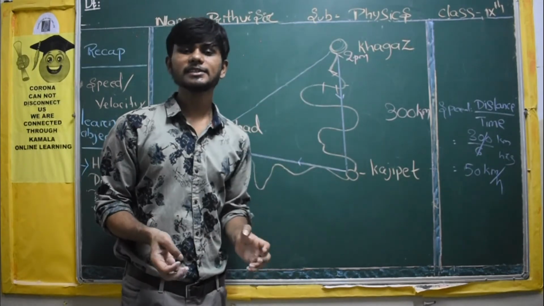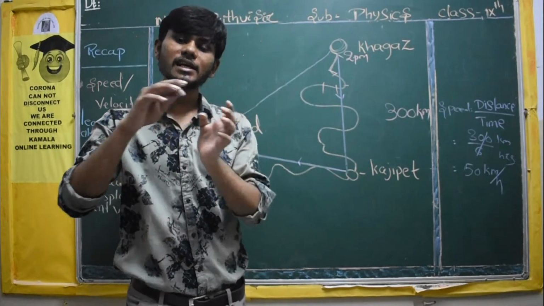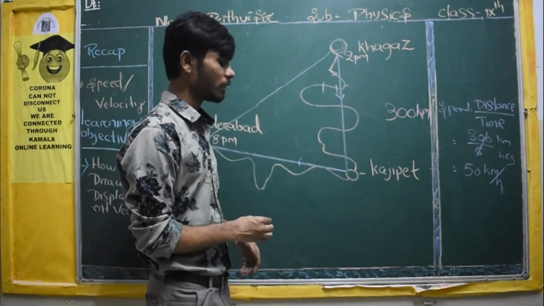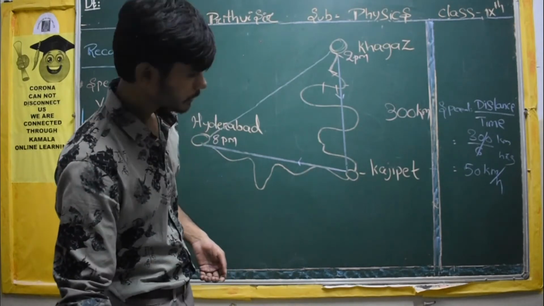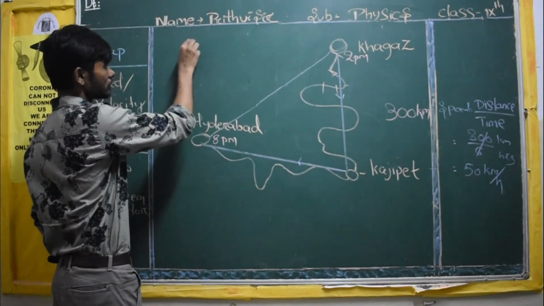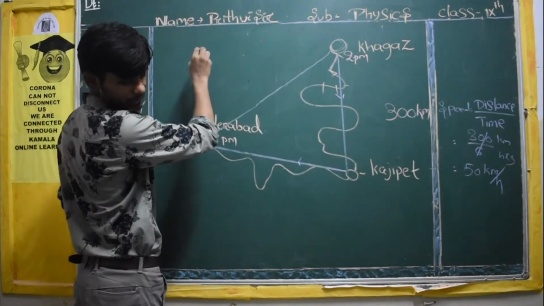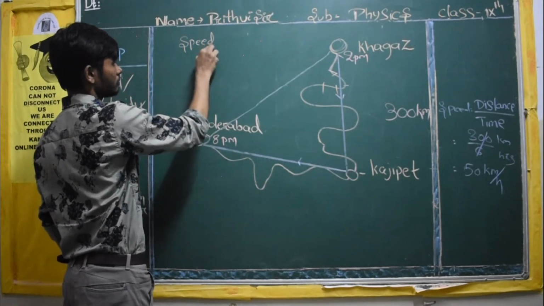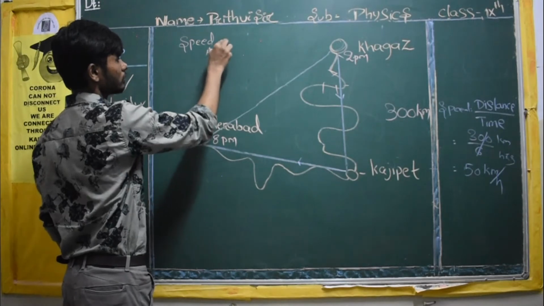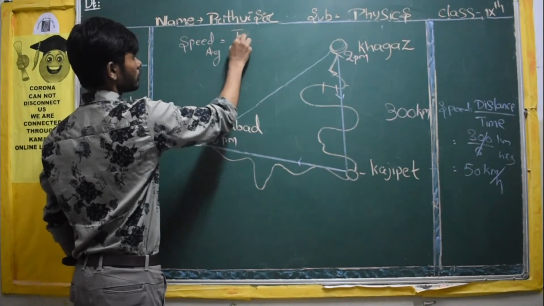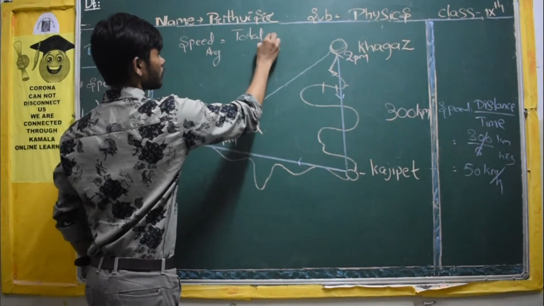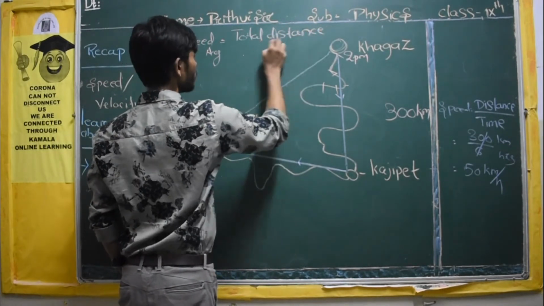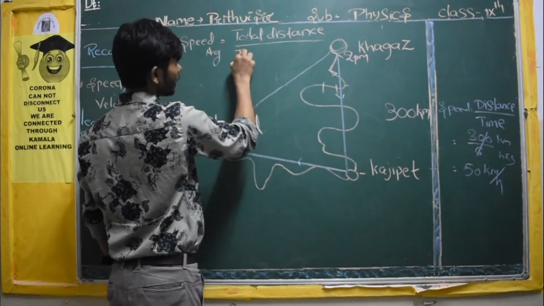So average speed is nothing but the total distance travelled by an object divided by the total time taken. Let me write the formula above. Average speed, written as v_avg for short, is equal to total distance covered by total time taken.